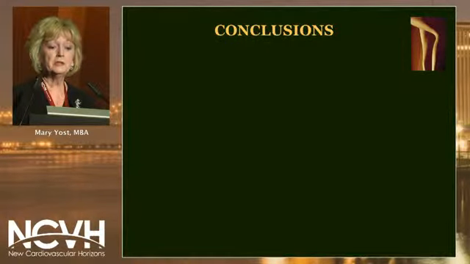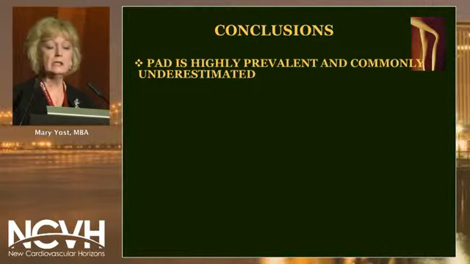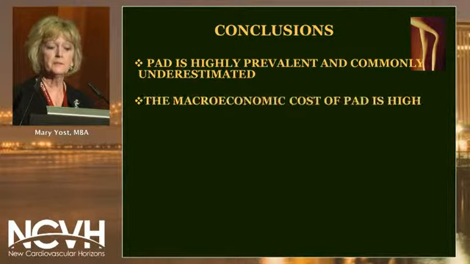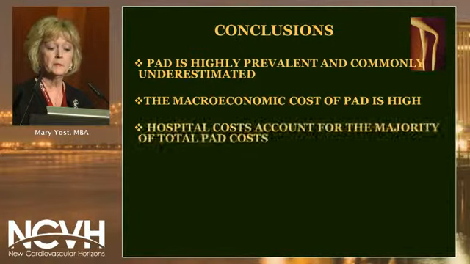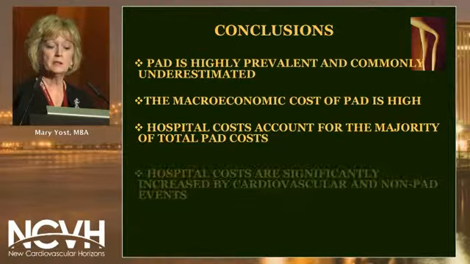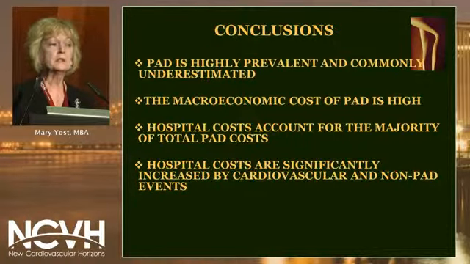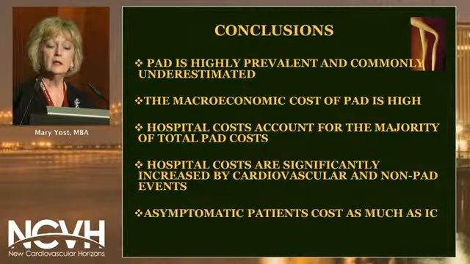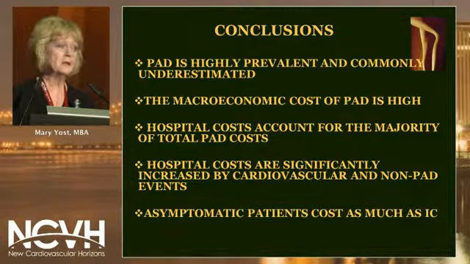So the conclusions: PAD is a highly prevalent and commonly underestimated disease. The macroeconomic cost of PAD is high. Hospital costs account for the majority of those costs. Hospital costs are significantly increased by cardiovascular and non-PAD events. And asymptomatic patients cost as much as intermittent claudication patients.